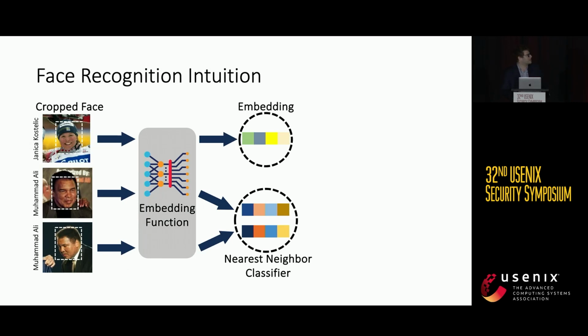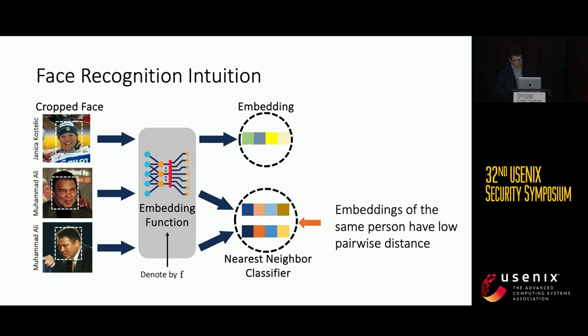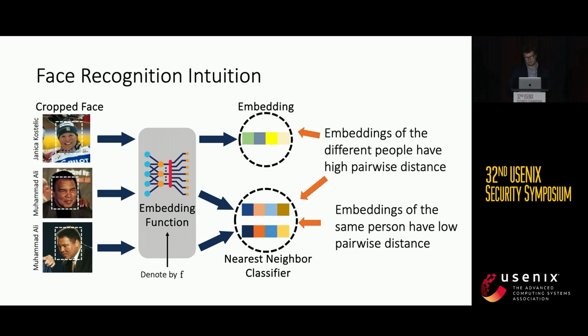So what is face recognition? So face recognition intuition, essentially a face, a cropped face, goes into an embedding function, typically some sort of deep neural network, a metric embedding network. It's designed so that embeddings of the same person have low pairwise distance, and if you have different people, then embeddings should have higher pairwise distance.